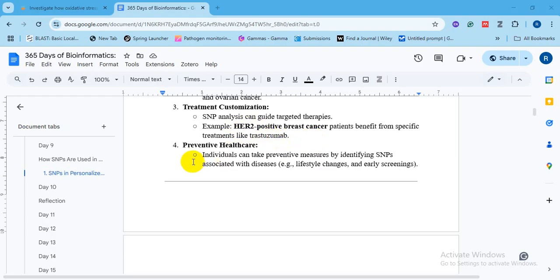Preventive health care. Individuals can take preventive measures by identifying SNPs associated with disease. For example, you can make a lifestyle change, and you can focus on early screening.